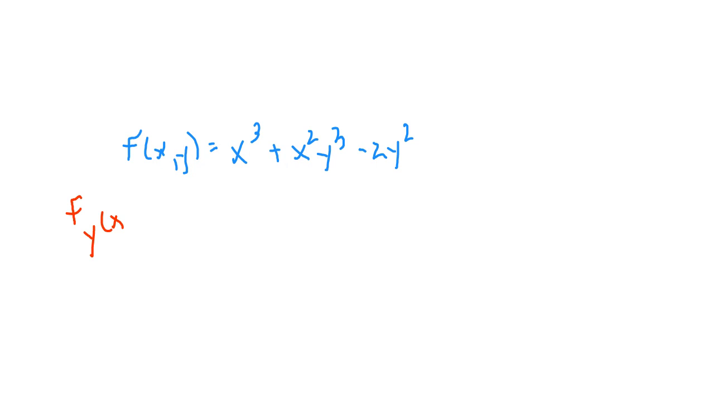So again, our function is x cubed plus x squared y cubed minus 2y squared. Okay, again, we're looking at example 1, section 11.3. Now we're doing the partial derivative with respect to y.